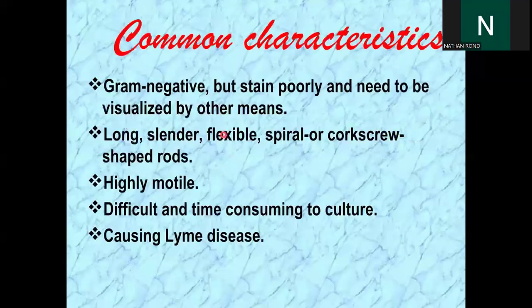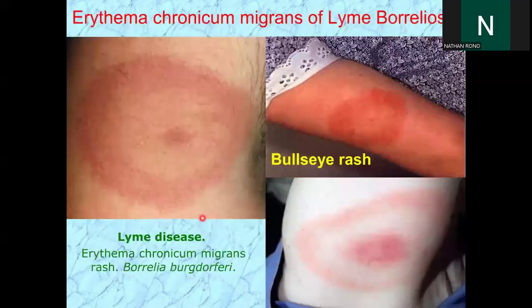Now, let's go to burgdorferi, which is the most important that causes Lyme disease. Gram-negative, but stain poorly and need to be visualized by other means. The other means are dark field microscopy and serological testing. They are long, slender, flexible, corkscrew-shaped rods, highly motile, difficult and time-consuming to culture, so we don't even culture. It causes Lyme disease. So you're going to ask yourself, what is Lyme disease?